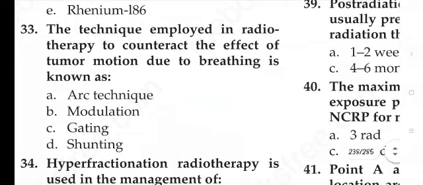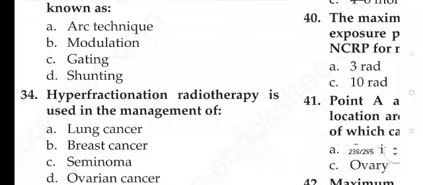Next question, the technique employed in radiotherapy to counteract the effect of tumor motion due to the breathing is known as. Options are option A arc technique, option B modulation, option C that is gating, and option D is shunting. The answer of this question is option C, that is gating.